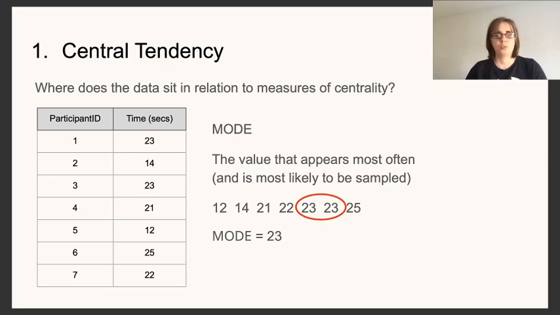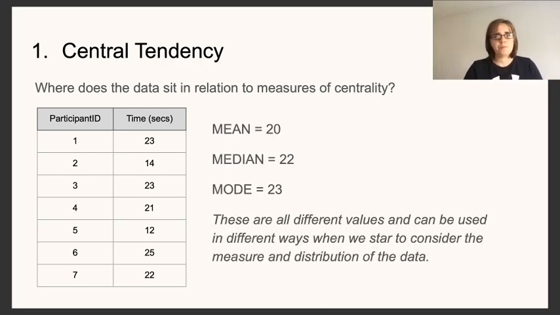And so in this case, it's 23. So hopefully what you can see is that we've got 14 and 12, which are quite a bit different than 21 to 25 on the other end. Because of that distribution, each of these values is going to give us something different, and each of those values is used to determine something different, right? So when we start to consider and measure the distribution of the data, these values are going to become important.